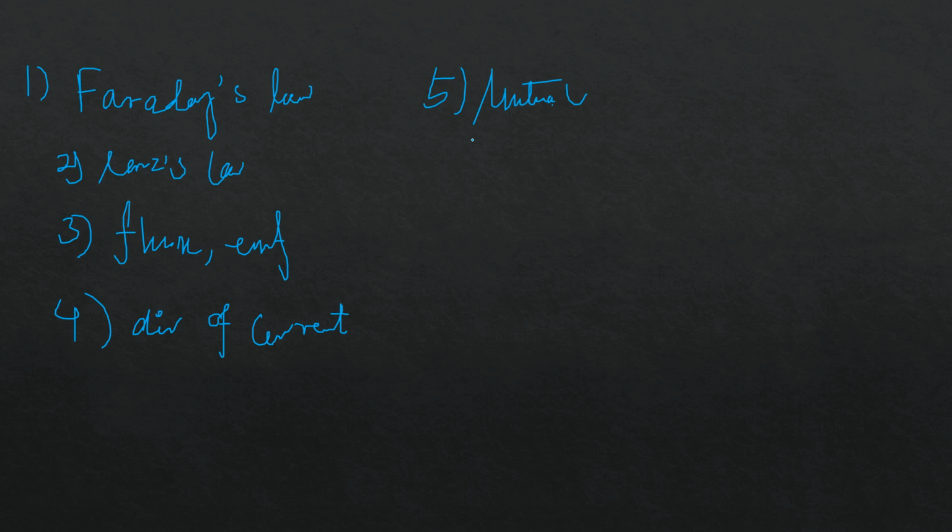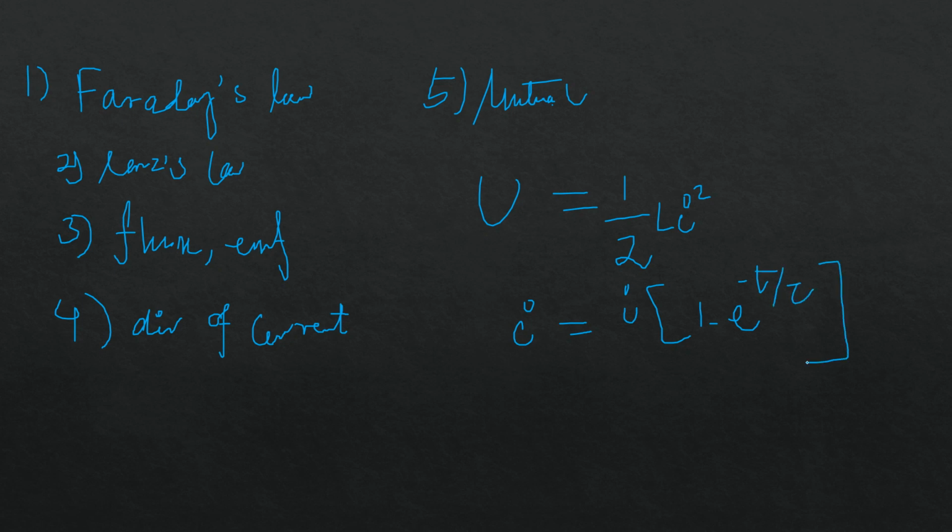Then the energy formula that we did yesterday can have a variety of questions. U is equal to half L i square. And if the current is changing, I is equal to I naught into 1 minus e to the power minus t by tau. This is a very important formula. You just have to put it here.